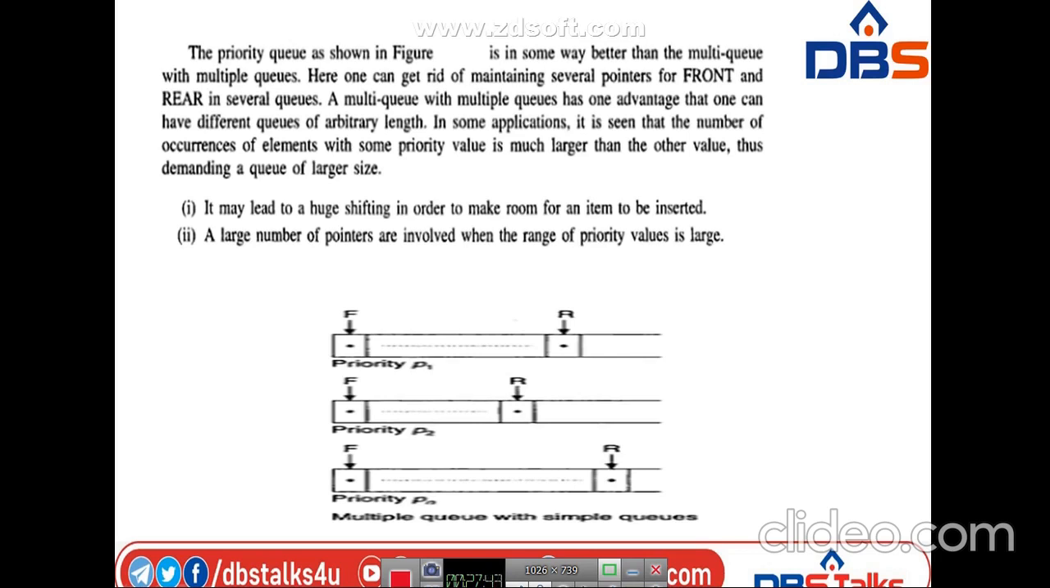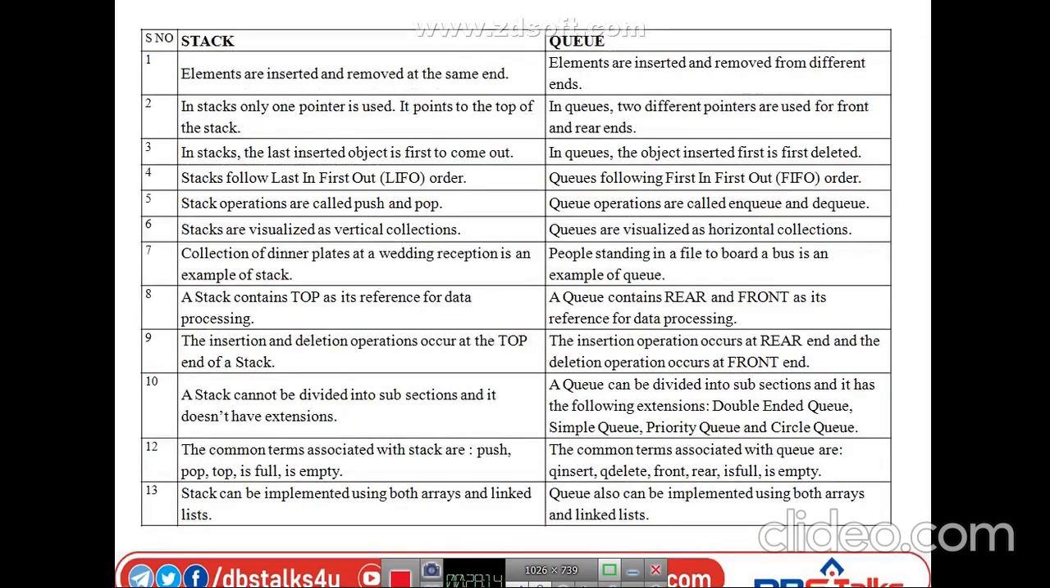Again, I am going to maintain one more queue, that is with priority p2. In that one also we have front and rear. Again, like this, priority p3. In this priority p3 queue, I am going to take the elements with priority p3, and there also I maintain front and rear. If we represent it like this, we need a large number of pointers. Why? Because for each and every queue we need front and rear. So this is the priority queue.